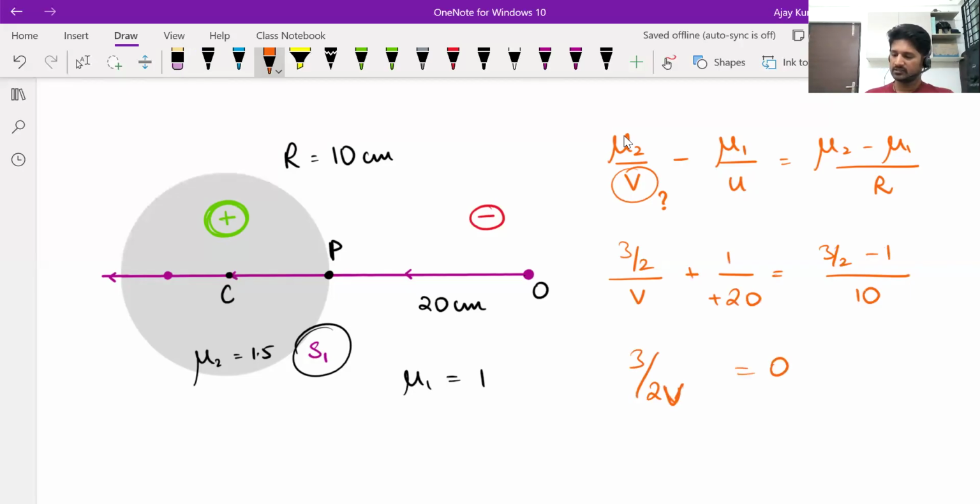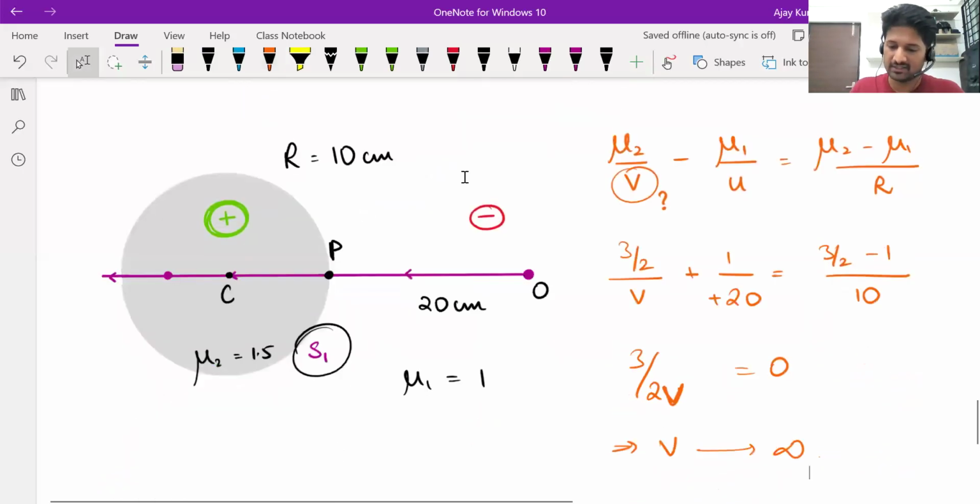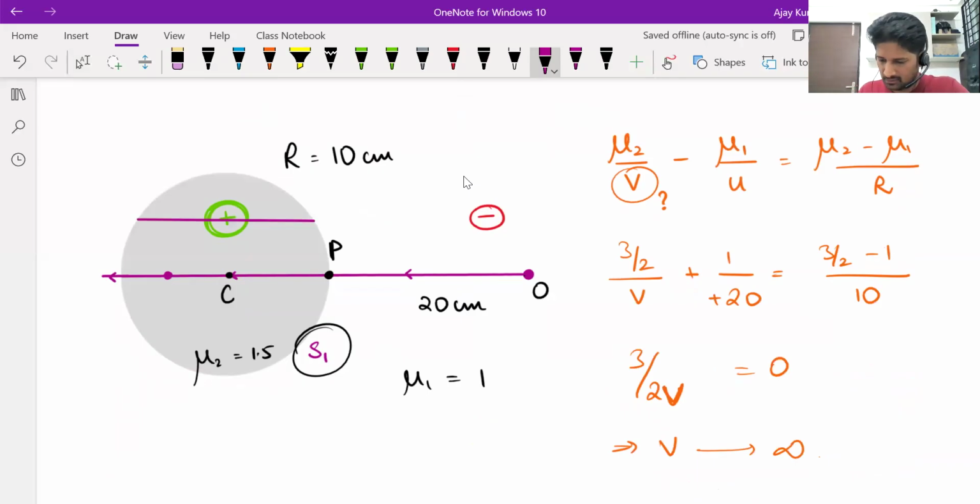Can any of you tell me what this means? How much is v? Infinite. With v in the denominator, it is becoming 0. That means v is infinite. What does this mean? It means after the first refraction, the rays become parallel to the principal axis. This is how they are bending. Now, this was one of the possibilities that we considered, right? For the distances and the refractive indices that we had taken, it turns out that this is what is happening.